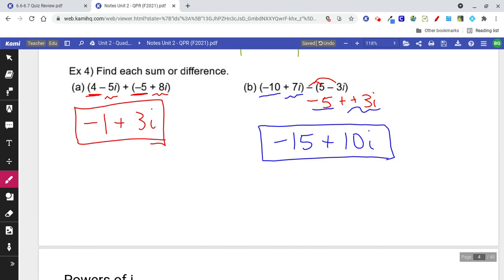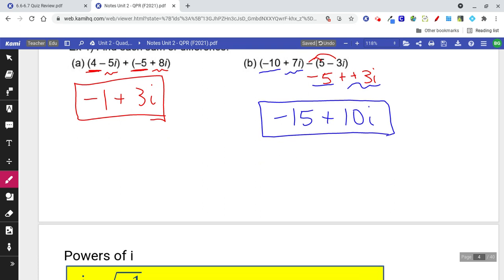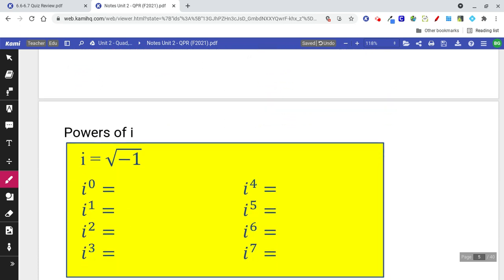Sometimes students get tempted to reduce that or something and divide by 5, but there's nothing that says divide by 5. That is what it is. You've got negative 15 plus 10i. That's simplified. You can't reduce. It doesn't say to reduce.